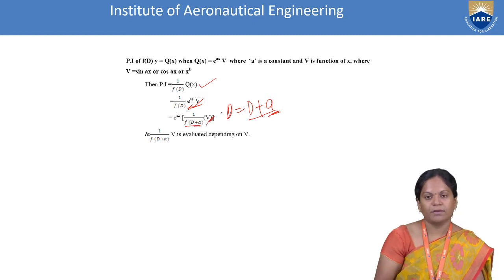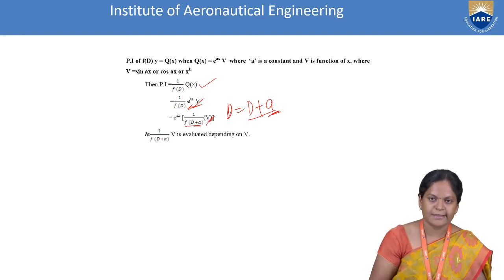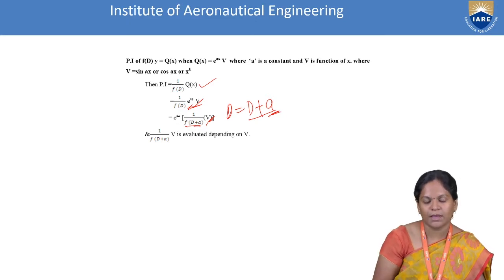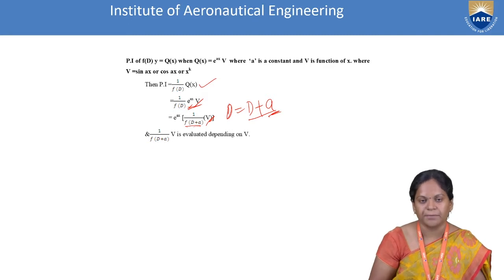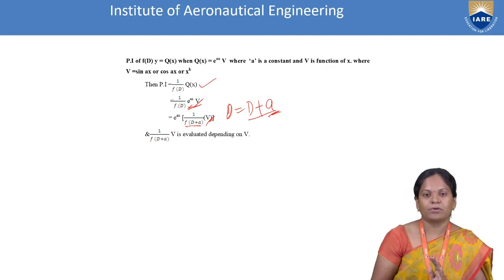We don't know v, which is of one of the forms: sin ax, cos ax, or x power k. But mainly we have one thing: an exponential term is there and another term is there. So whatever the exponential term and whatever a is there, replace d with d plus a. Now take the e power term to the left-hand side, and 1 by f of d plus a into v is the actual function now. Now this e power ax part is completed.